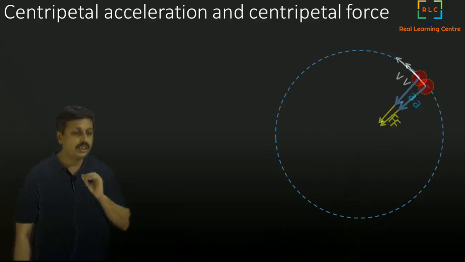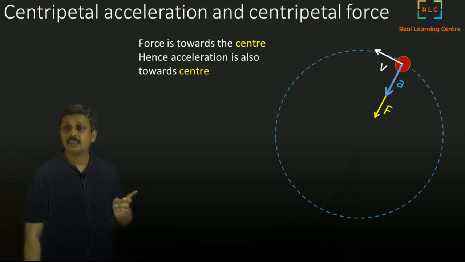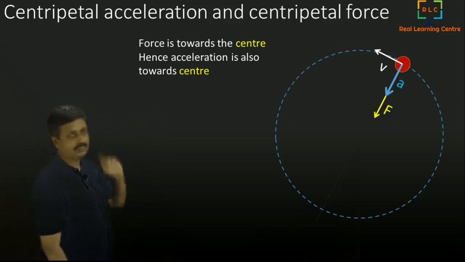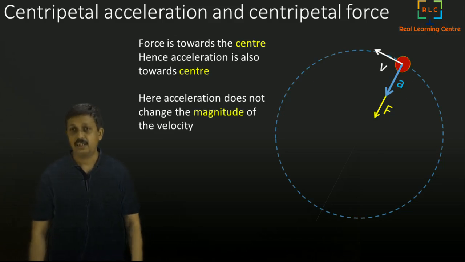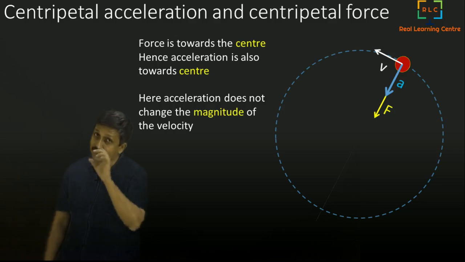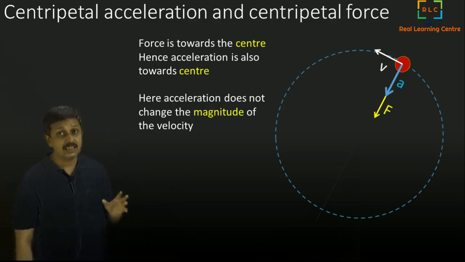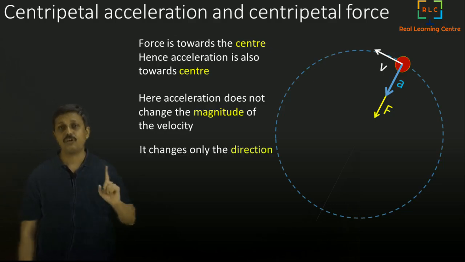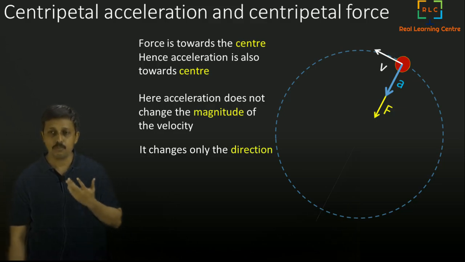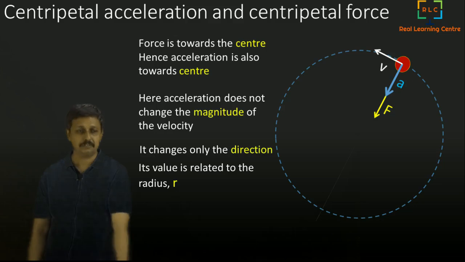So in a uniform circular motion, force is towards the center and hence the acceleration is towards the center. And hence also, here the acceleration does not change the magnitude of the velocity. The acceleration changes only the direction of the velocity. So remember this: in a uniform circular motion, acceleration changes only the direction of the velocity.